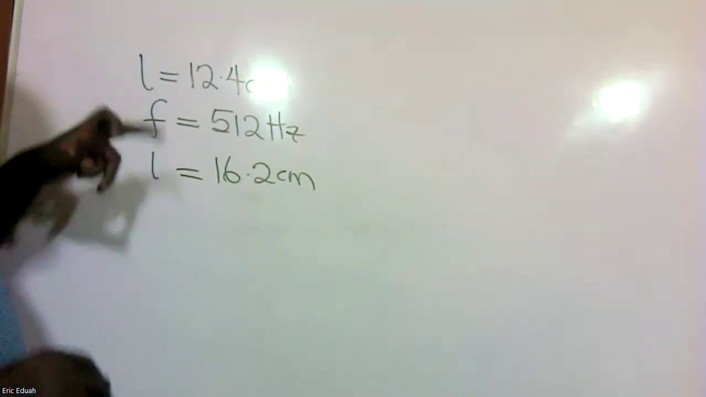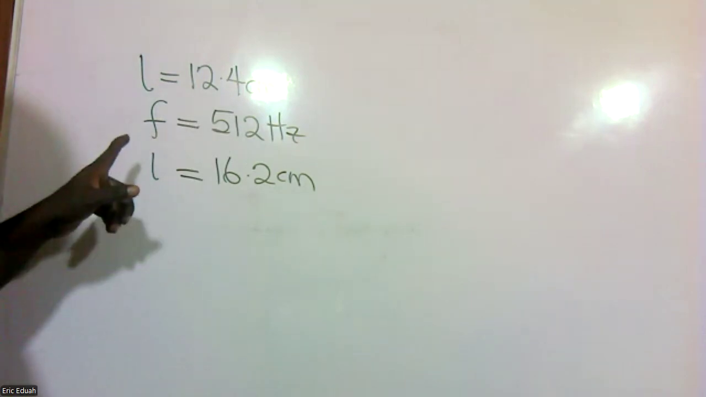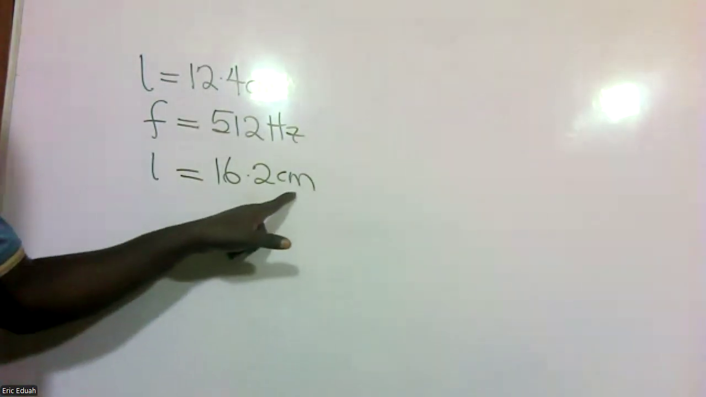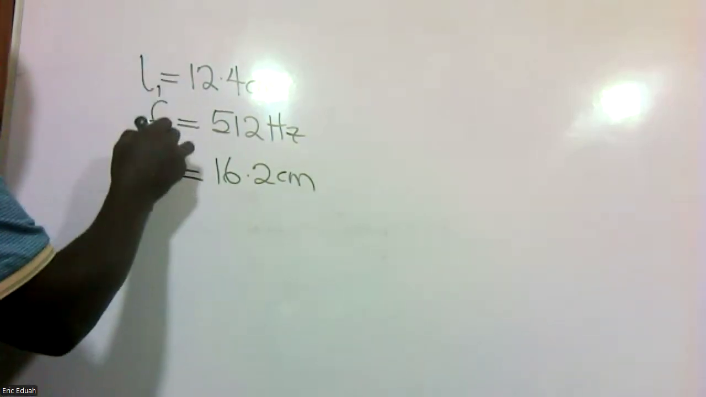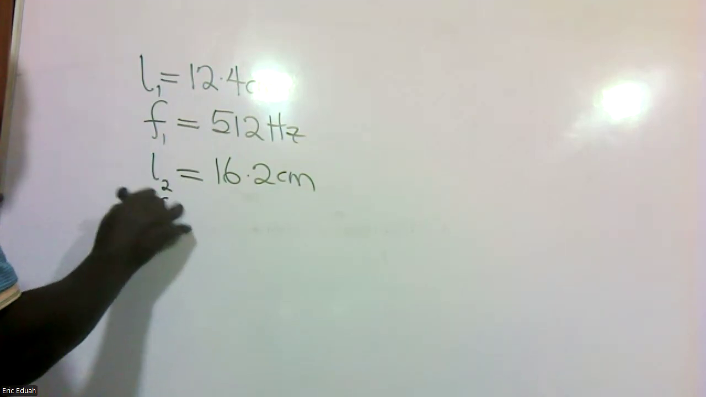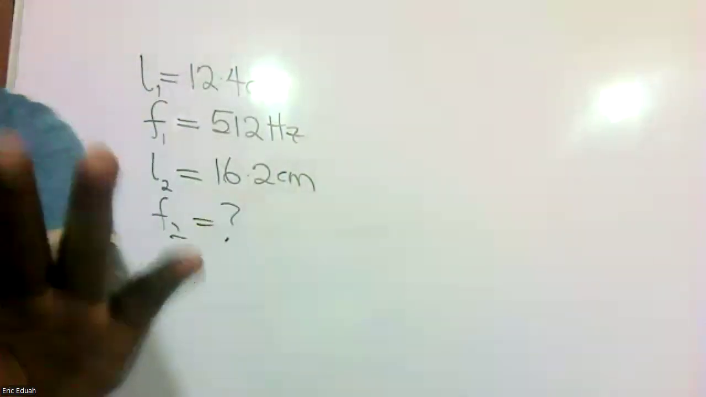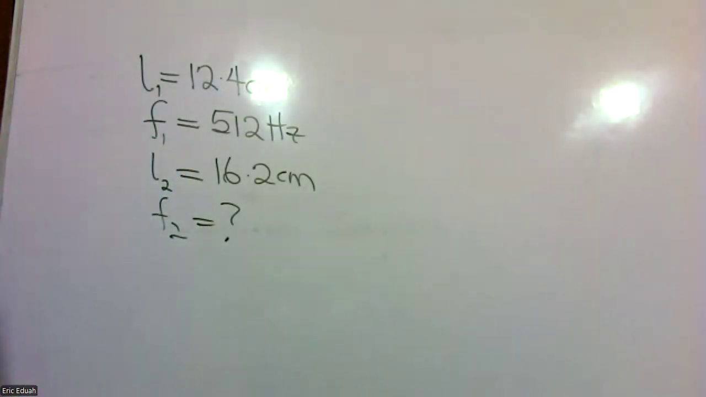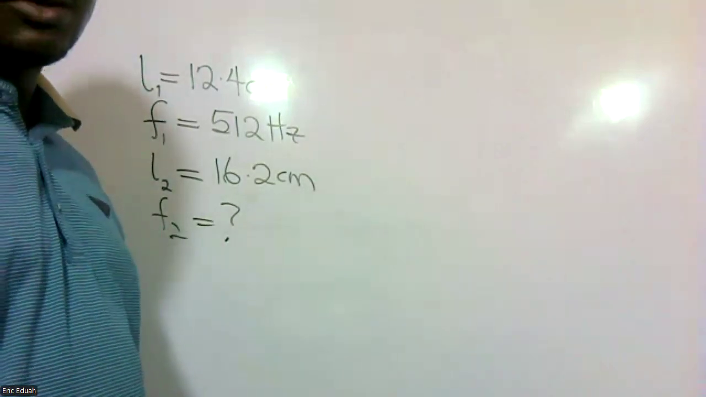So when the length is 12.4, we have a frequency of 512 hertz. If the length is increased to 16.2, what will be the frequency? So L1, F1, L2, okay? And for this to hold, the tension and the linear density must be constant. So do it and then get back to me.